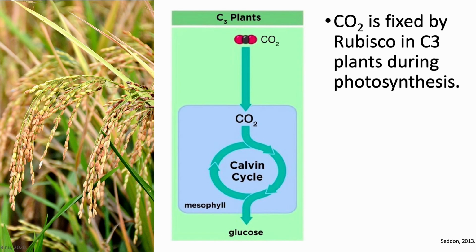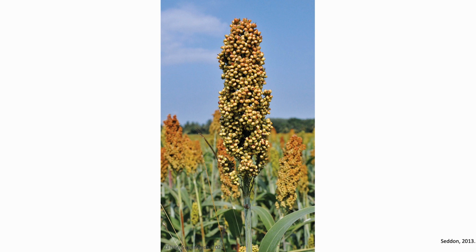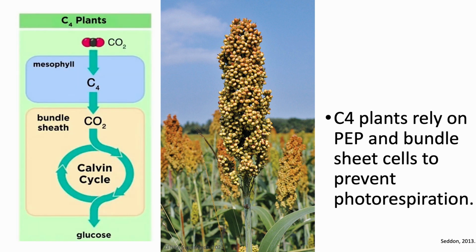In C3 plants like rice, wheat, potatoes, and most trees, CO2 enters through the stomata and is fixed into glucose by Rubisco. For C4 plants, specifically adapted bundle sheath cells help to deliver CO2 directly to Rubisco. The enzyme phosphoenolpyruvate carboxylase fixes CO2 into oxaloacetate, a 4-carbon molecule which is then delivered directly to Rubisco, preventing photorespiration by limiting the exposure of Rubisco to oxygen.